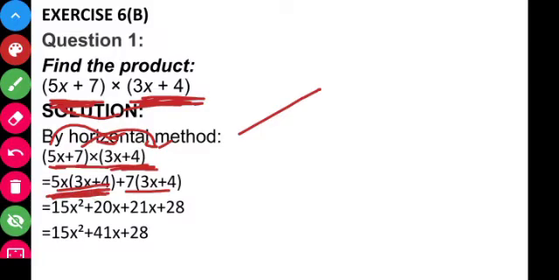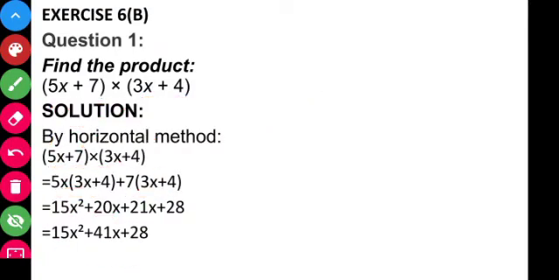So 5x into 3x, 5 threes are 15 and x into x is x square, and then 5x into 4 will be 20x. Now 7 into 3x, 7 threes are 21x, and 7 fours are 28. Understand? So we have 15x square, which is unlike the other terms, so write 15x square. Now 20x and 21x are both like terms, so 20 plus 21 is 41x, plus 28. Understand? Okay, now come to the next question.